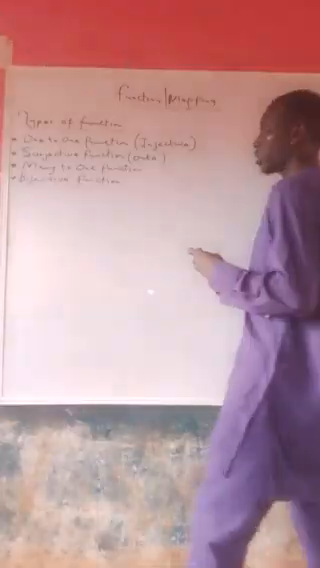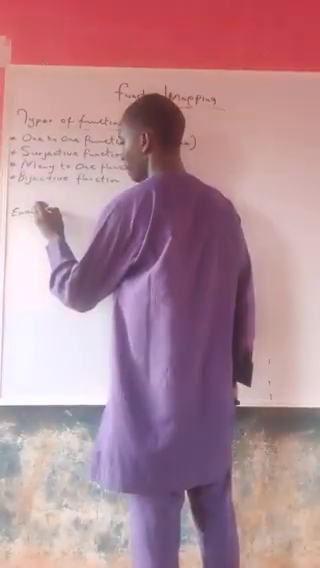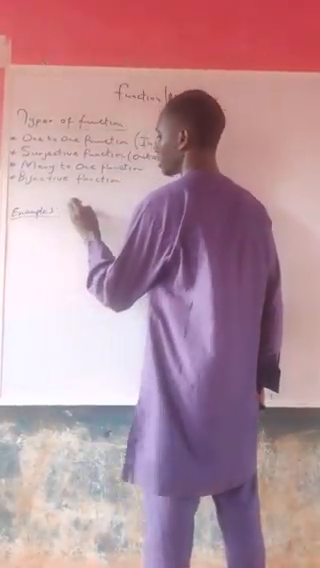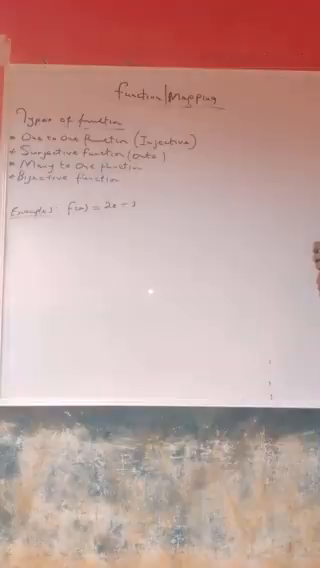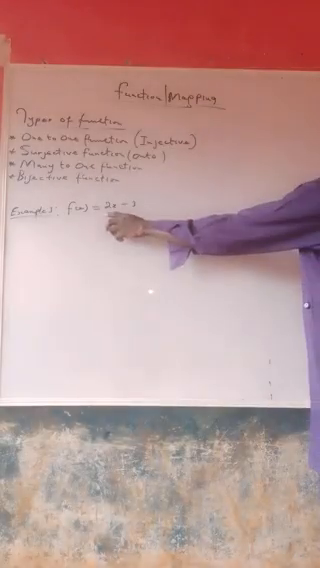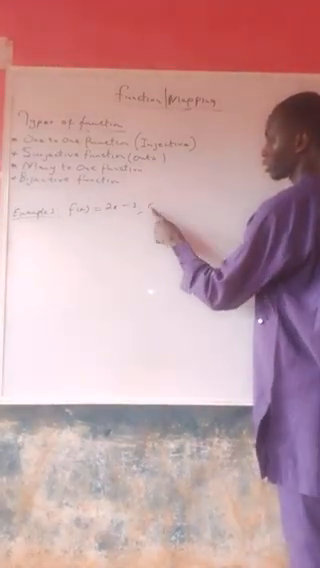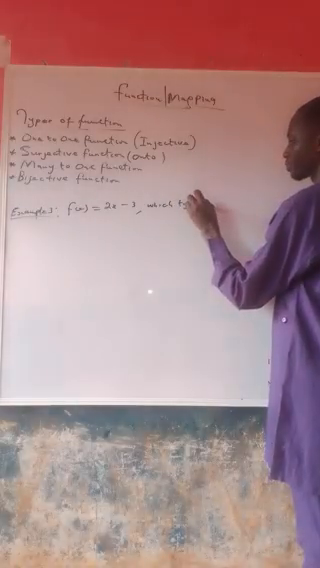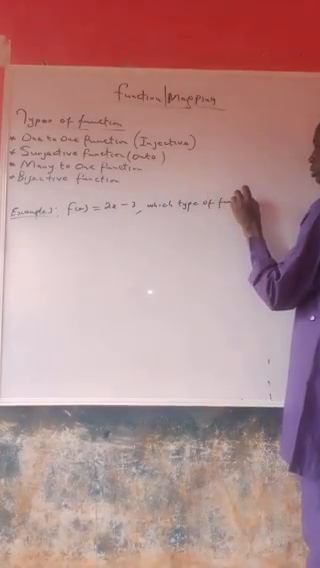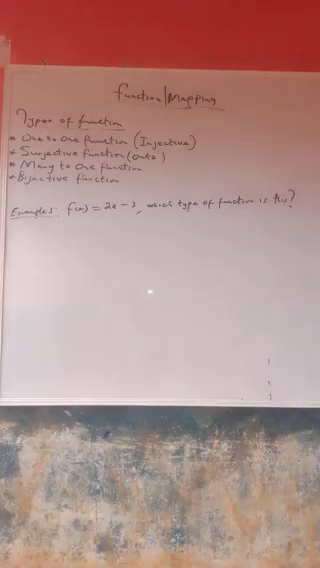Alright guys, so now let's say example 3. Let's say our f of x equals 2x minus 3. If our f of x is 2x minus 3, given, let's say which type of function is this? Alright, we have our f of x to be this. So which type of function is this?